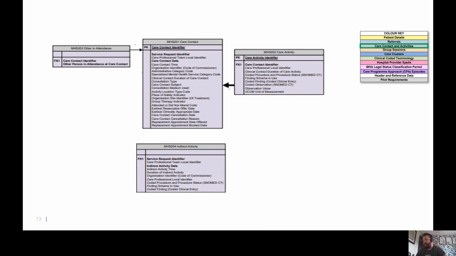So for example, a person may have an initial assessment as part of one contact, but then move into thinking about treatment plans, or there may be some physical health checks that take place there as well. So that is a one-to-many relationship between the care contact and the care activity table.